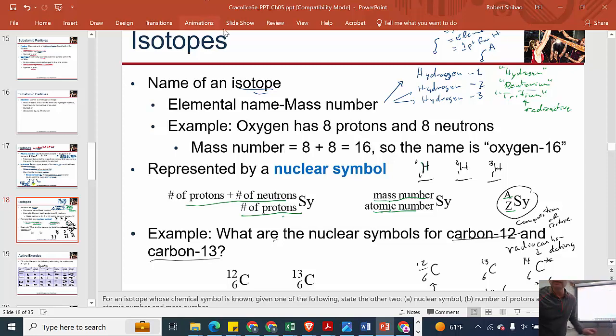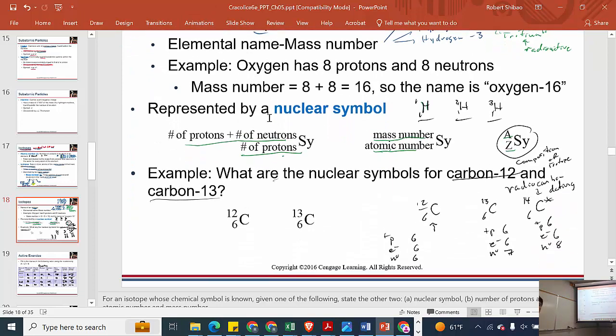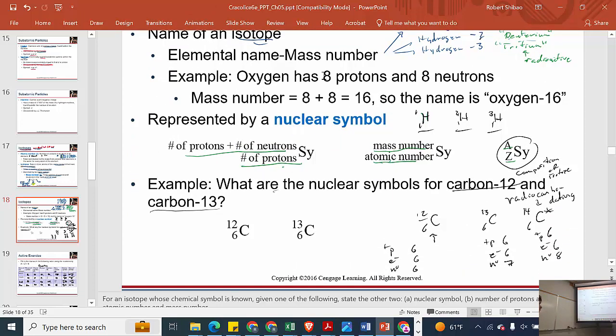Let's take a look at the nuclear symbol for carbon-12 and carbon-13. What element is carbon? The Z is written in red on the periodic table up here, and carbon is element number 6. So that goes down here on the lower left. 6 means we have 6 protons. Carbon always has 6 protons. Carbon-12 is one isotope. Carbon-13 is another, but it has 6 protons.